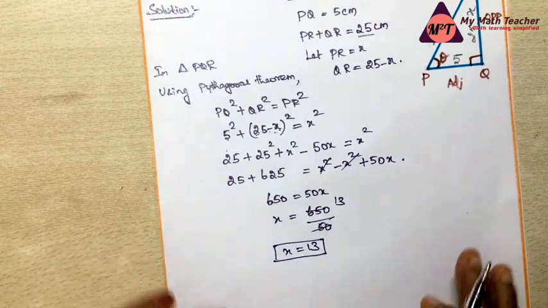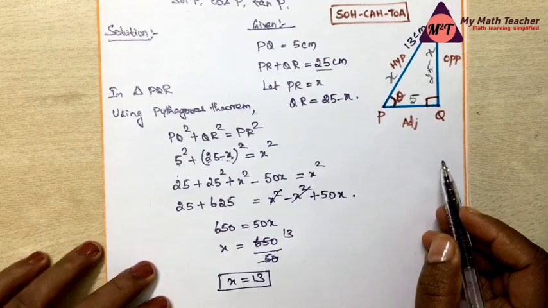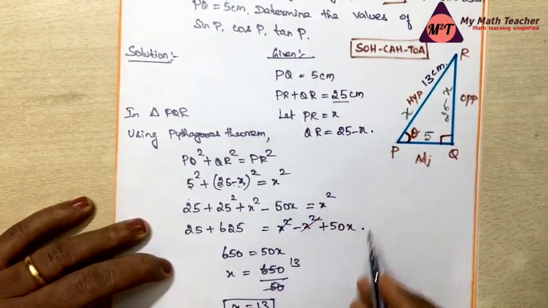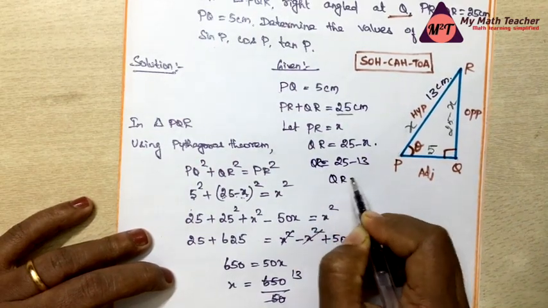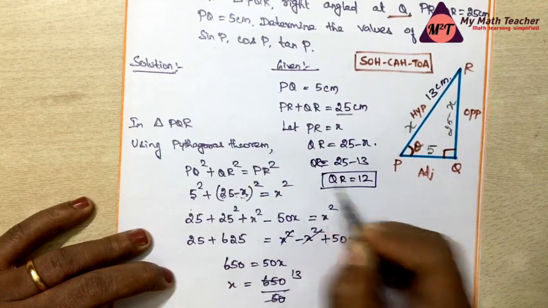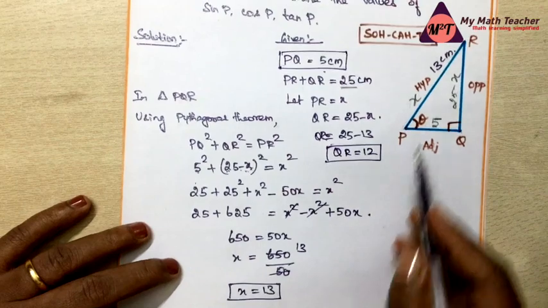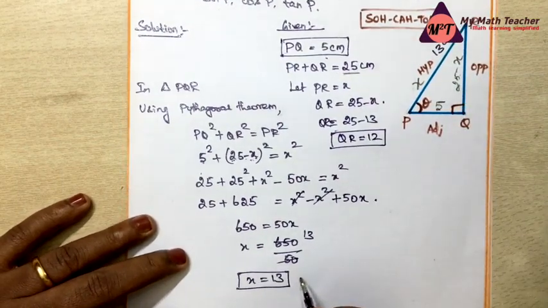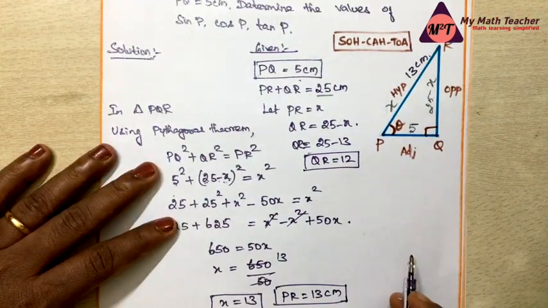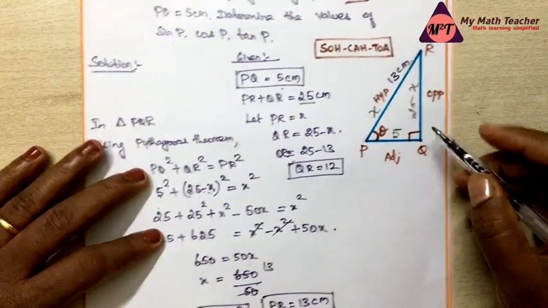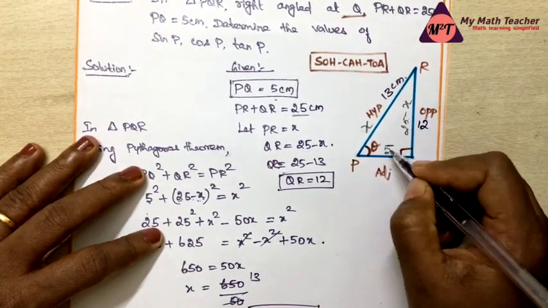Now the X value will be 13 here. This is 13 centimeter. What will be QR now? QR will be 25 minus 13. That is QR is equal to 12. So we have got all the three values, PQ, QR and X. X is nothing but PR. So that is PR is equal to 13 centimeter. We have got the values of all the three sides. That is here 25 minus X, that is 12 centimeter. This is 5.